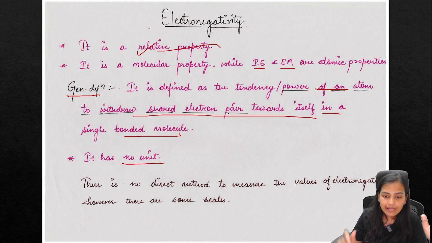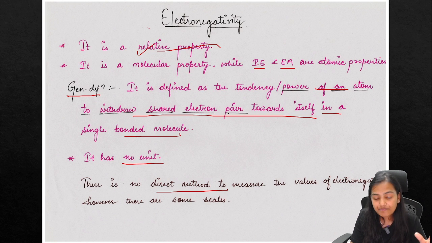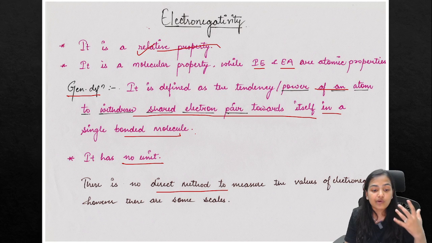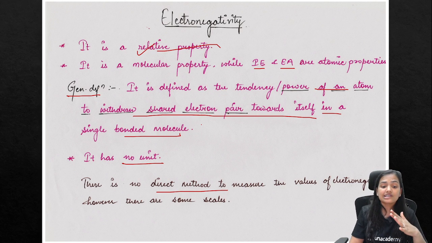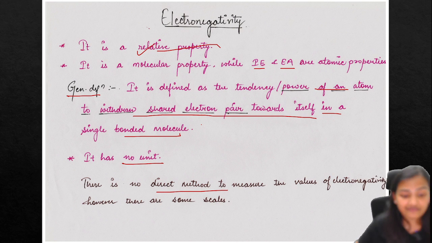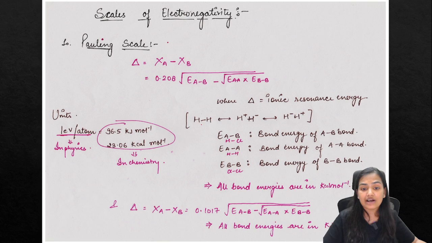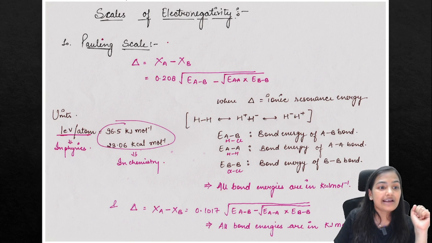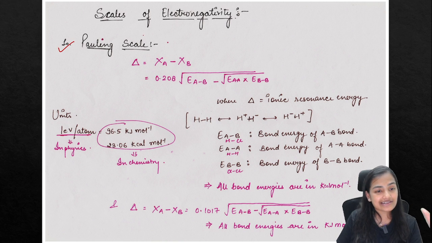It has no unit, and there is no direct method by which you will be able to evaluate electronegativity. Okay, so there is no such direct method by which you will be able to evaluate the electronegativity values. But here we do have some scales, and what you need to know about them is, let's go there. So the first is the Pauling scale.